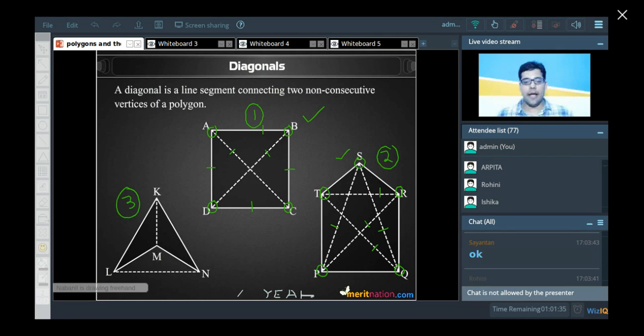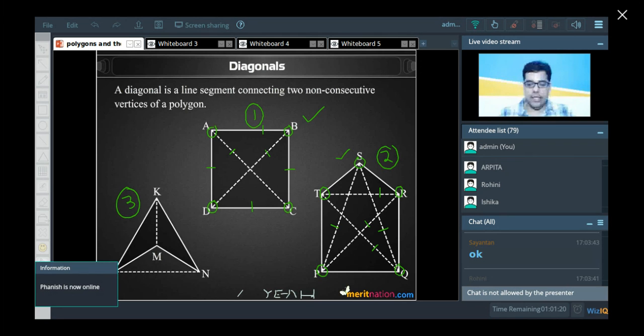Yes. So here we have the first, the quadrilateral ABCD. Now we are talking about diagonals. So let's talk about how many diagonals there are in a quadrilateral, A, B, C and D.